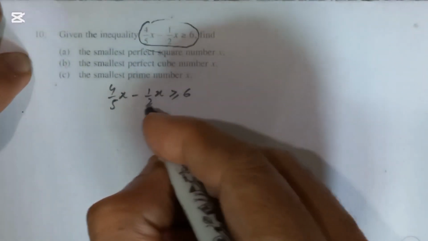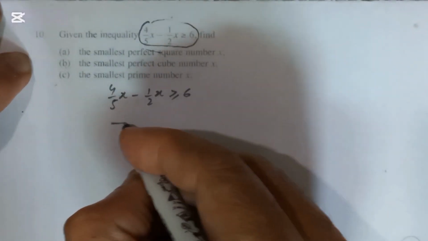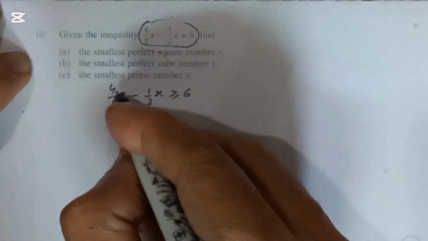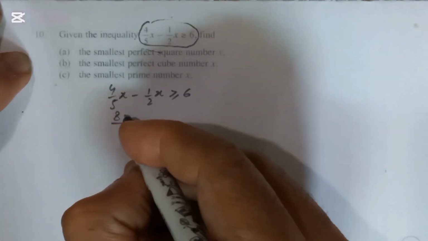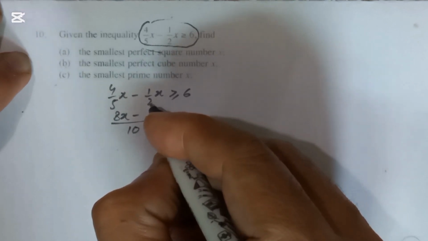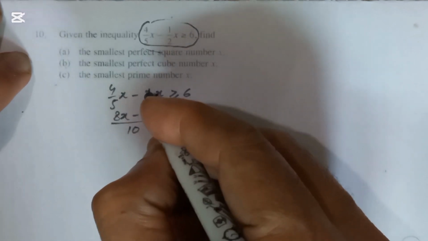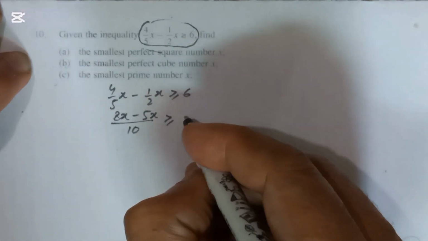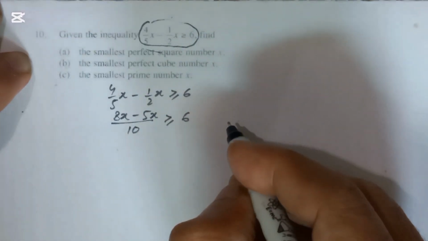Now we will solve on the left hand side. We have to take the LCM, that will be 10. So 5 2s are 10. This 2 will be multiplied by 4, so it will become 8x. This minus will remain as it is. In 2's table, 2 5s are 10 and 5 will be multiplied by 1, so it will become 5x. This greater than or equal to 6 will remain as it is.